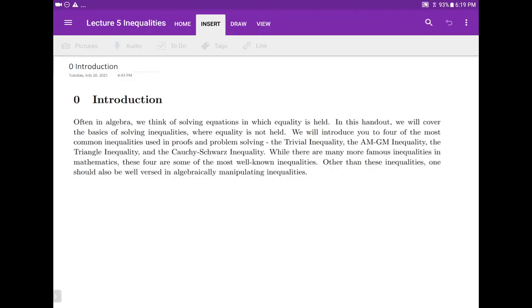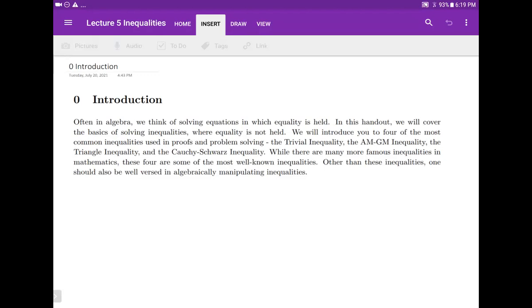All right, so today we're going to be talking about inequalities. It's our second algebra lecture. So often in algebra, we think about equations, equalities, and then how to solve those. But there's a whole other section of algebra that's about inequalities, right?